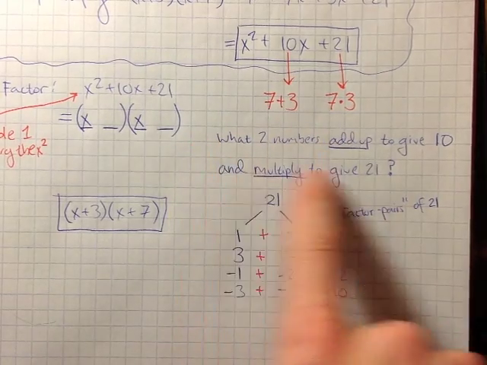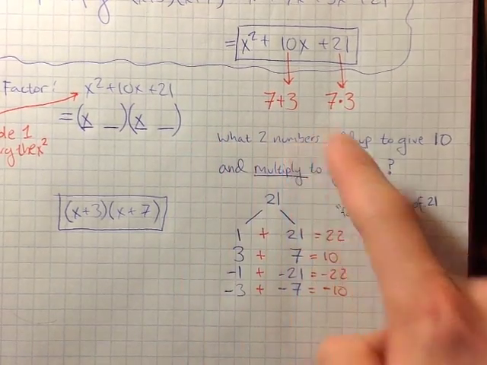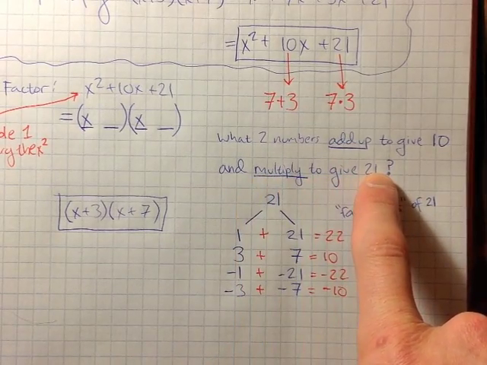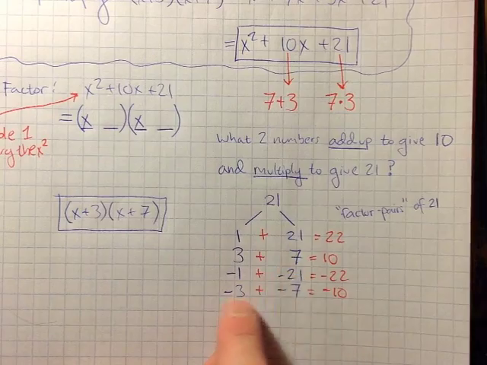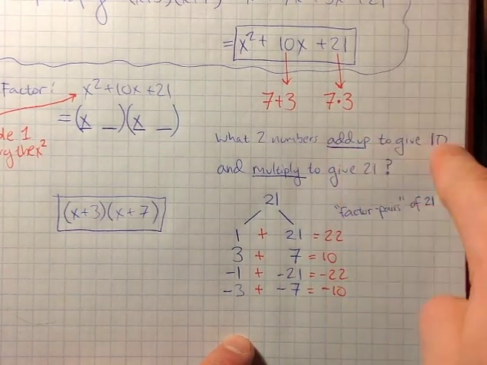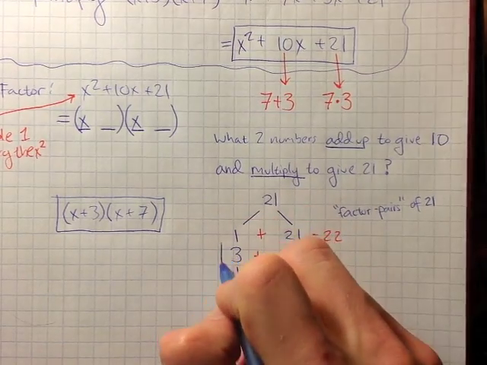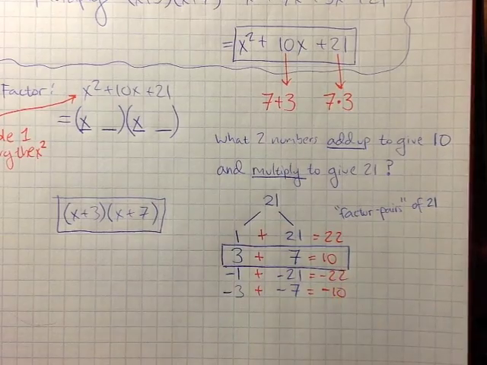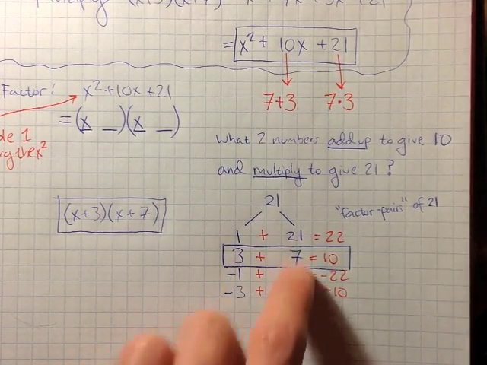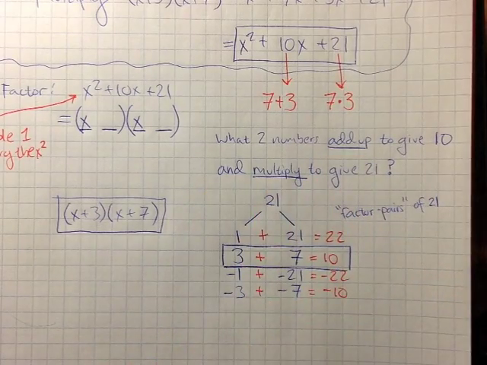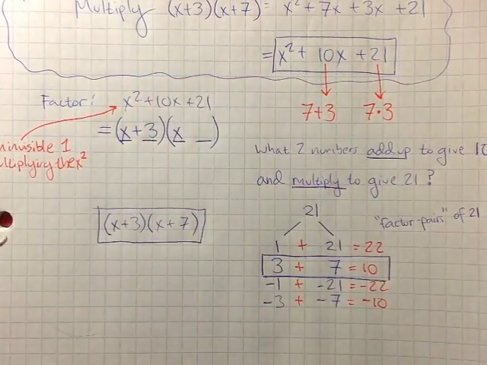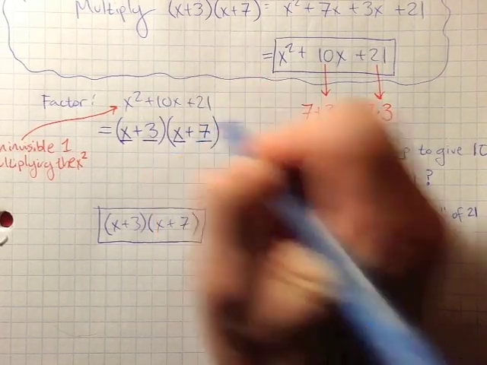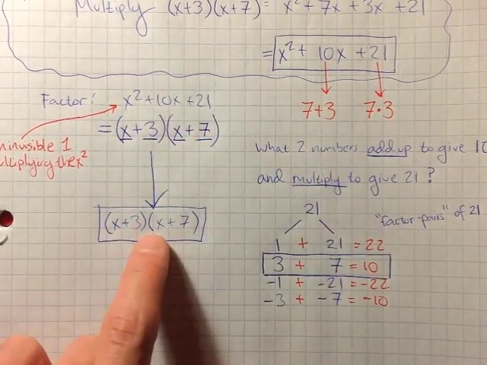Now, remember our question. What two numbers multiply to give 21? Well, all of these are candidates, but only one of these factor pairs will add up to give 10, and it's right here. Only 3 and 7 add up to give 10 and multiply to give 21. Therefore, the two numbers that I stick in these blanks are a positive 3 and a positive 7, which is exactly what we started with, of course.